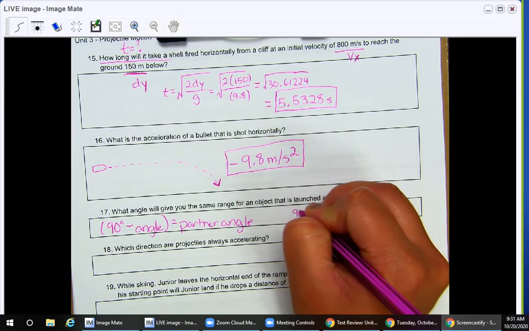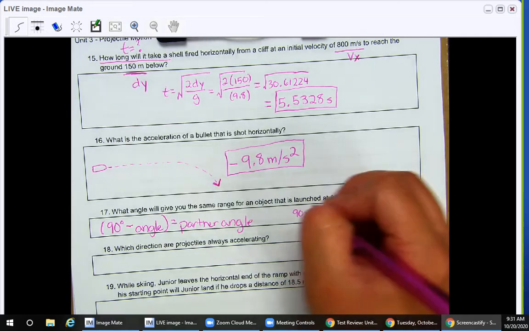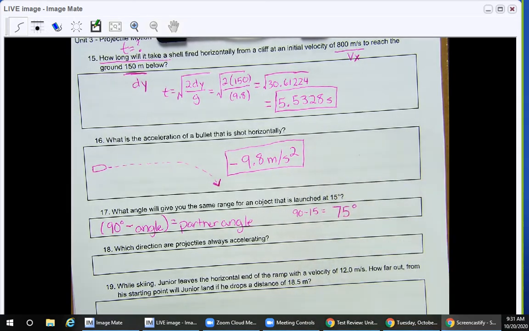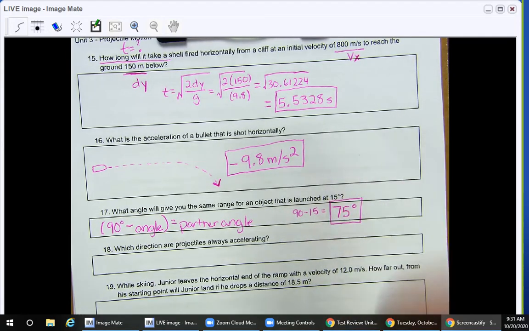So if we have 90 minus 15, just like Gage said, that's going to be 75 degrees. Those two angles will give you the same horizontal distance, 15 degrees and 75 degrees. But which one will go higher, 15 or 75? The 75, right? Remember, the higher your angle, the higher your object is going to go into the air. So if you have a 90-degree angle, that's going to go the highest.